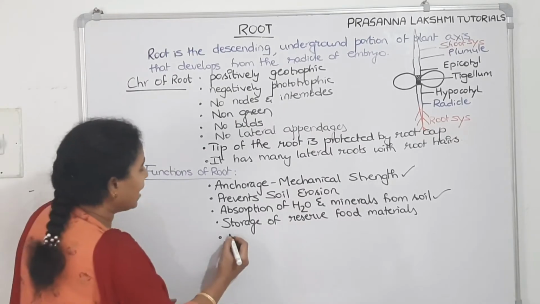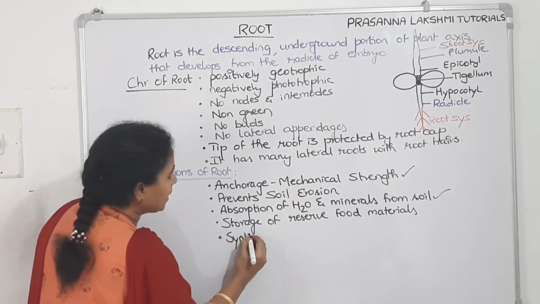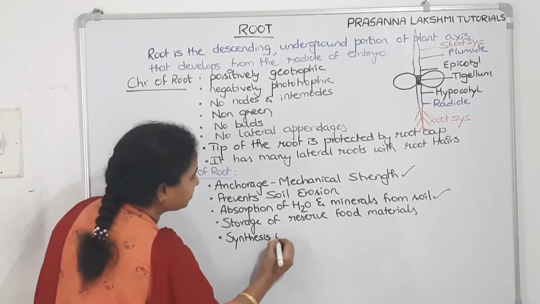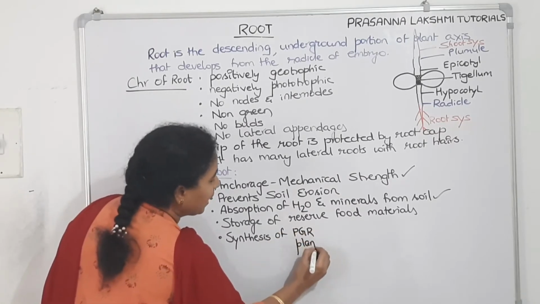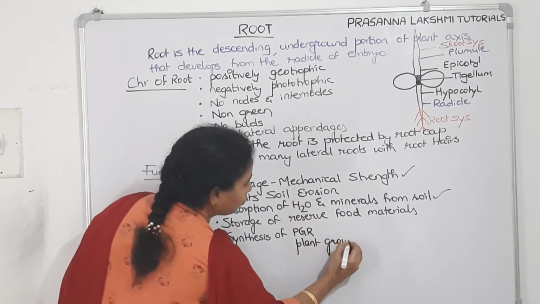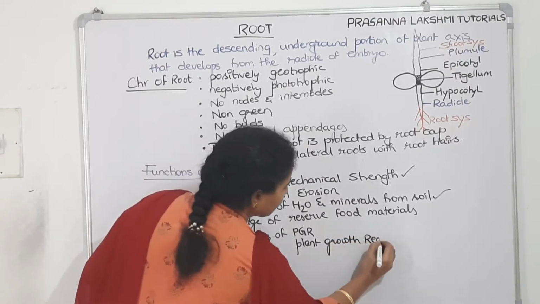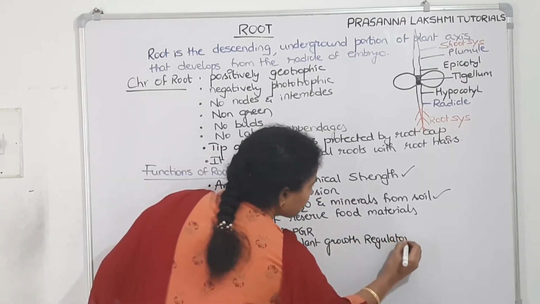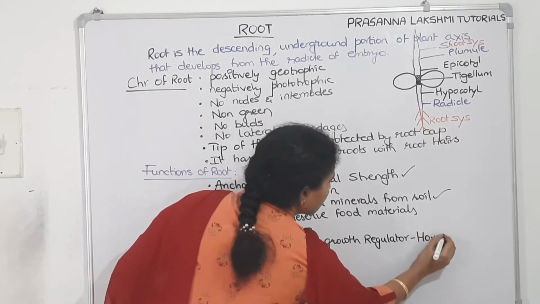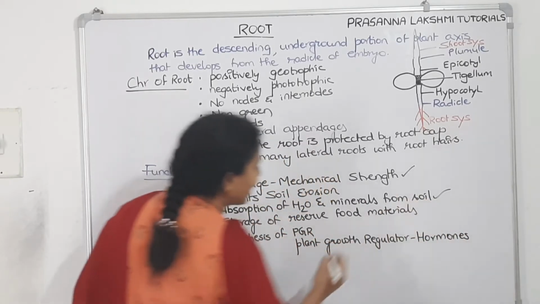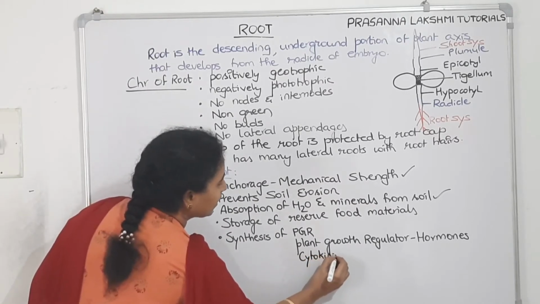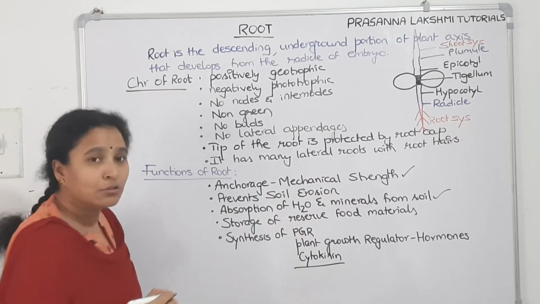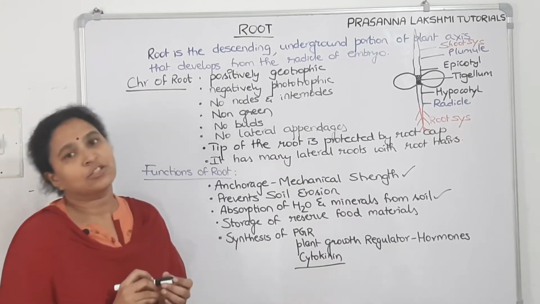Okay, so it helps in synthesis of PGR. PGR means plant growth regulator. Plant growth regulators means hormones. What hormone is synthesized by the root? For example, cytokinin is a hormone synthesized by the root. All these are the functions of the root.